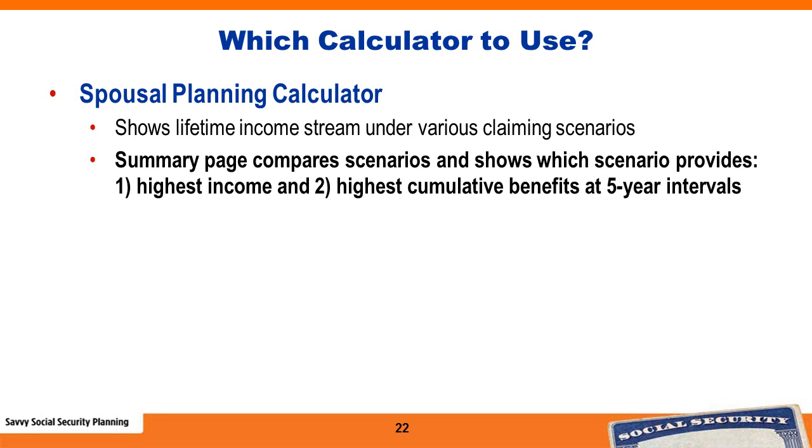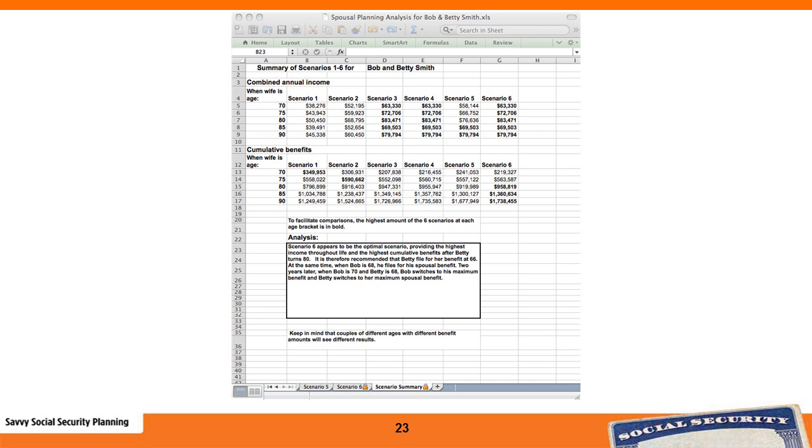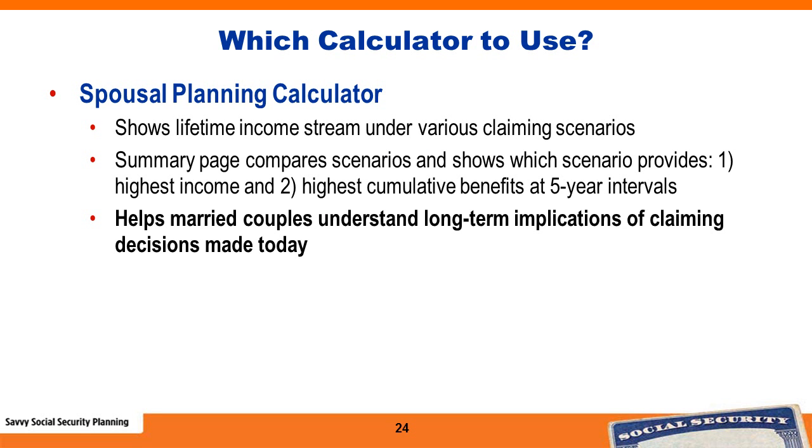After you've entered all the scenarios you want to work with, the summary page compares them all and shows which scenario provides the highest income and the highest cumulative benefits at 5-year intervals. Here's an example of the scenario summary page. Again, the higher number is in bold, which allows you to see at a glance which scenario will produce higher income and higher cumulative benefits.